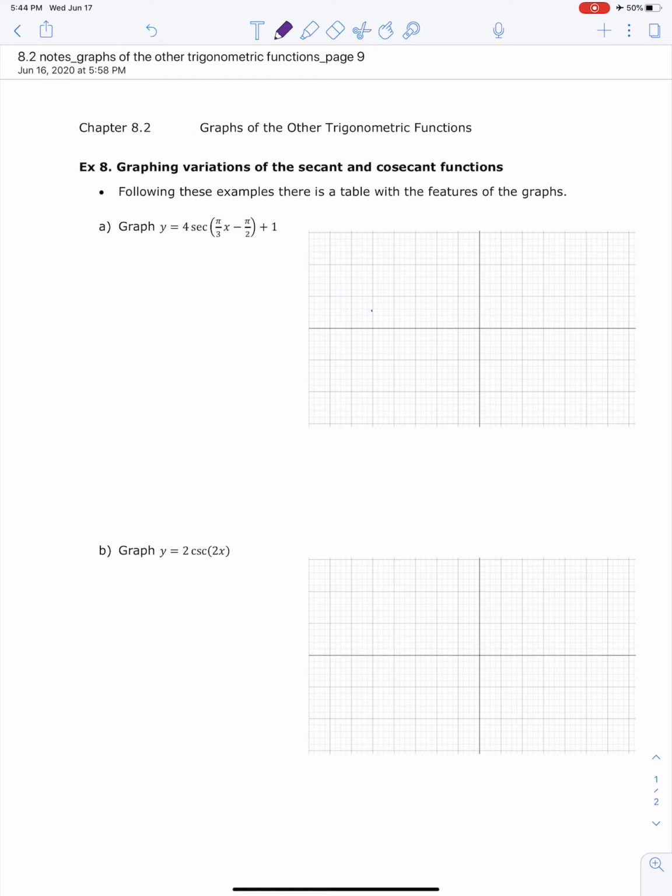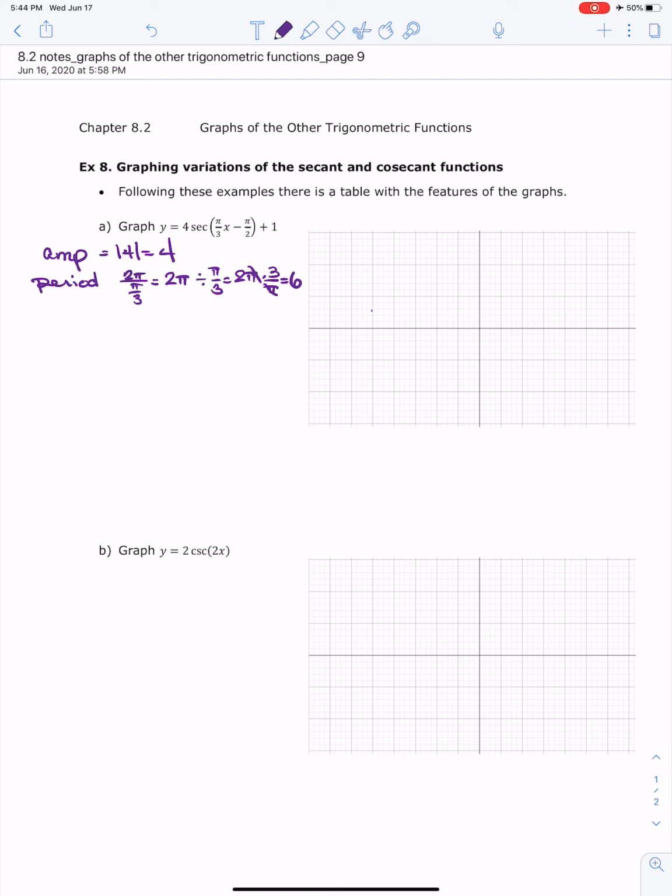So on A, we've got y equals 4 secant pi over 3x minus pi over 2 plus 1. And so let's start with the basics. The amplitude is the absolute value of 4, which is 4. We have a period of 2 pi over 3. Just a little reminder here, that's 2 pi divided by pi over 3. So 2 pi times 3 over pi, and we get a period of 6.